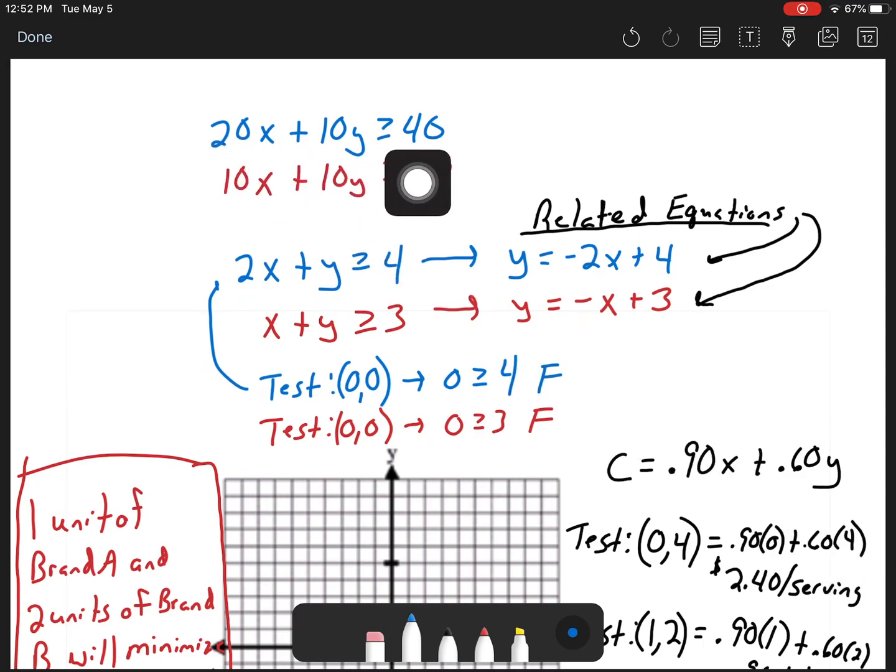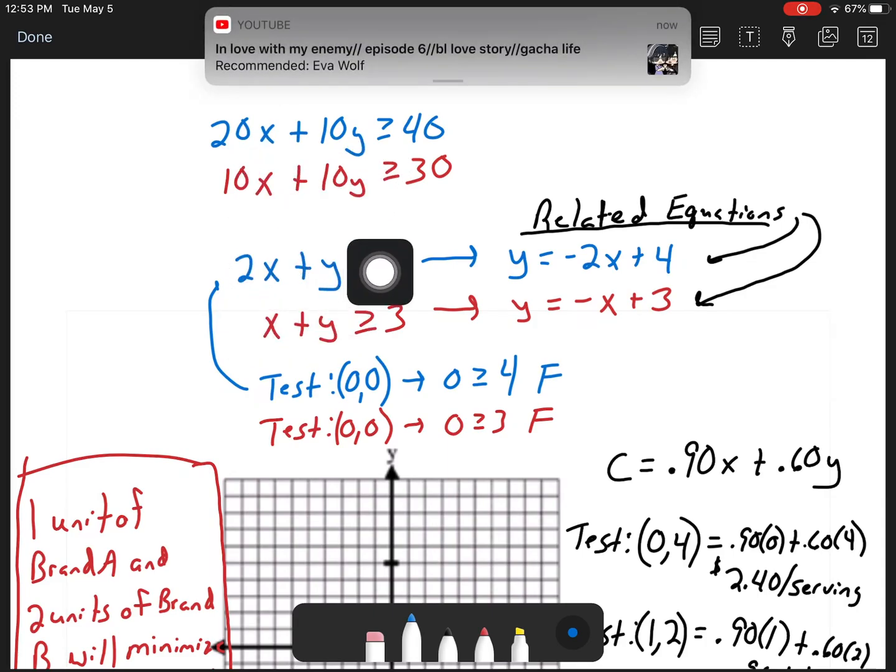Up top, I just recopied these were our constraints. The 20X plus 10Y, which had to be greater than or equal to 40, which represented the protein with that mixture of brand A and brand B. And then 10X plus 10Y has to be greater than or equal to 30, which was the minimum fat content. Now, what I did from here to here, if you notice, every term in here is a multiple of 10. They have a 0. So really, I just divided everything by 10, which is going to make it much easier to graph. They're still equivalent inequalities. Just dividing both sides by 10 gives me 2x plus y greater than or equal to 4, and x plus y greater than or equal to 3. Okay, so these are equivalent. I'm going to use these ones.